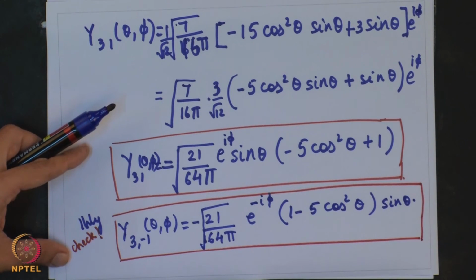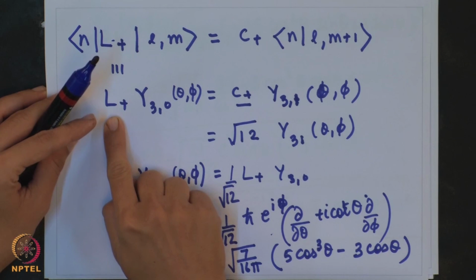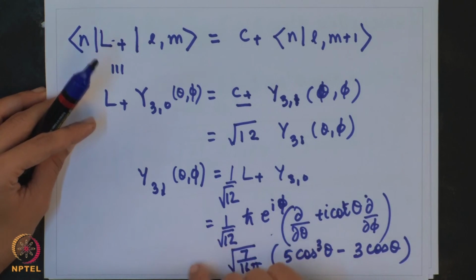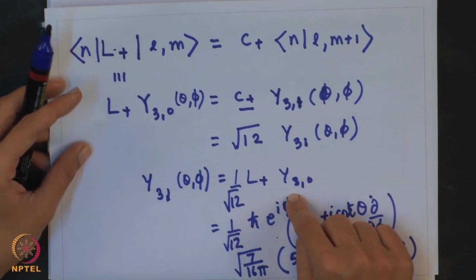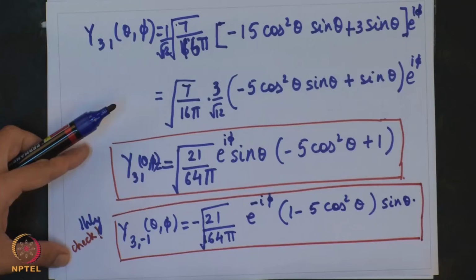So the crucial part here was that you write L plus in terms of the polar coordinates and then operate this on the y30 given to you, and then you can easily see the result. So with these 3 problems, we can discuss the remaining problems in the next part of the tutorial.